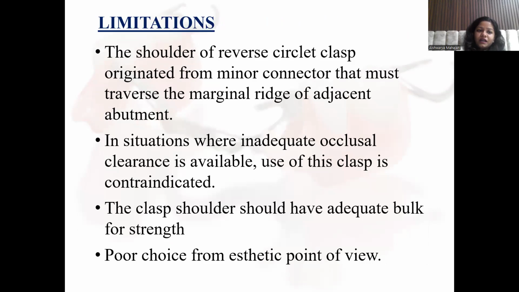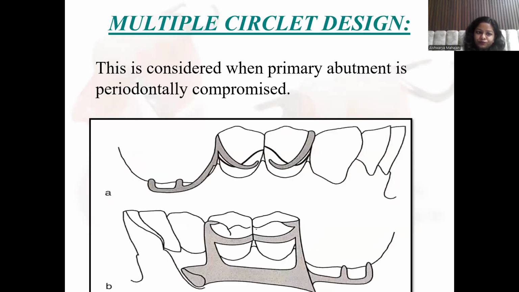The limitations are the shoulder of the reverse circlet clasp originates from a minor connector that must traverse the marginal ridge of the adjacent abutment. In situations where inadequate occlusal clearance is available, use of this clasp is contraindicated. The clasp should have adequate bulk for strength, and it is a poor choice from an aesthetic point of view. Now next is the multiple circlet design.